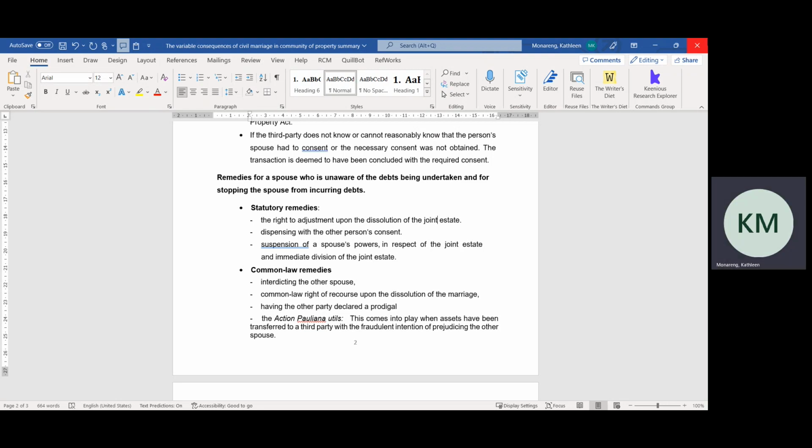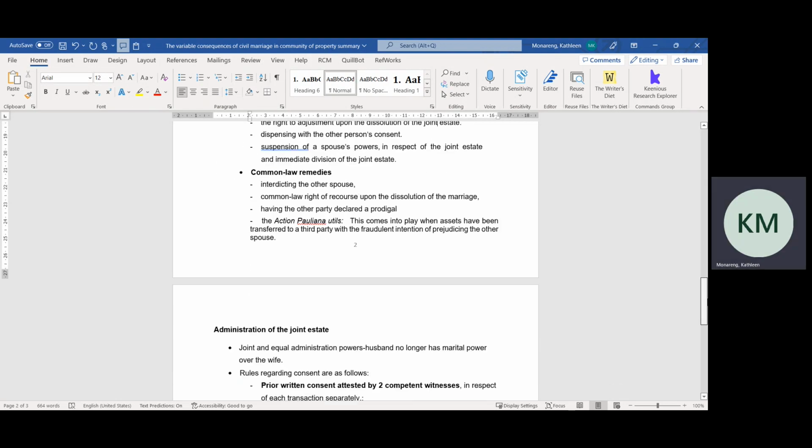The common law remedies include interdicting the other spouse. It also includes a common law right of recourse upon the dissolution of the marriage. It also includes having the other party declared a prodigal, and also the extrapolina atalis, which comes into play when an asset has been transferred to a third party with the fraudulent intention of prejudicing the other spouse.